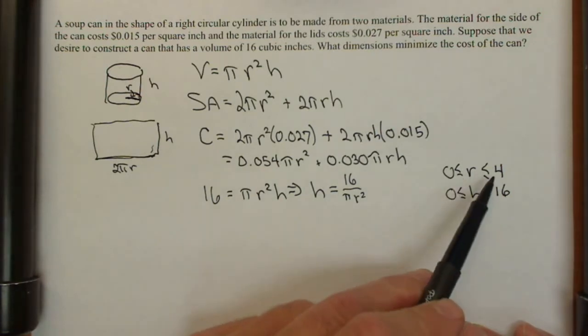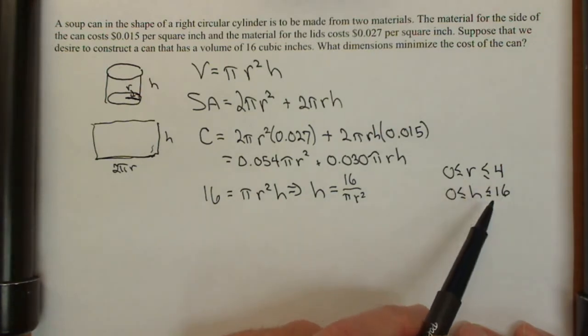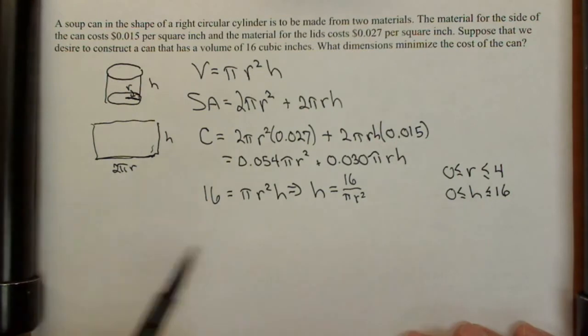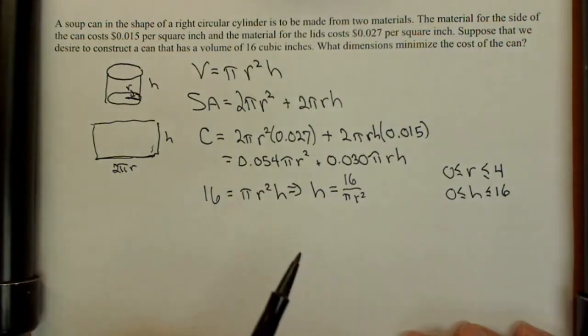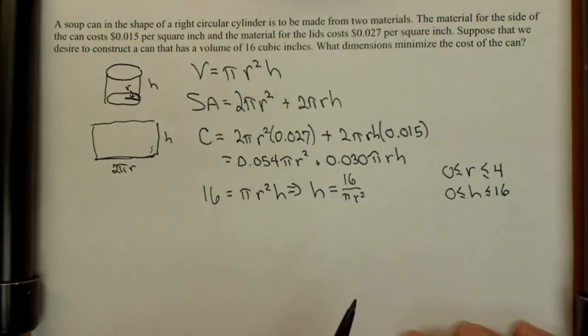Anything bigger than 4 won't make a very interesting can, and same thing with h. Anything bigger than 16. But if you picked something like 3 for r and 10 for your upper limit of h, that's probably going to be fine as well.